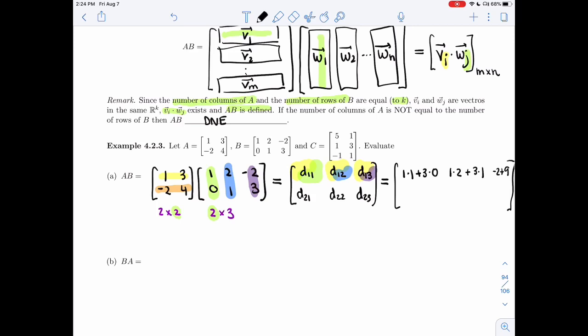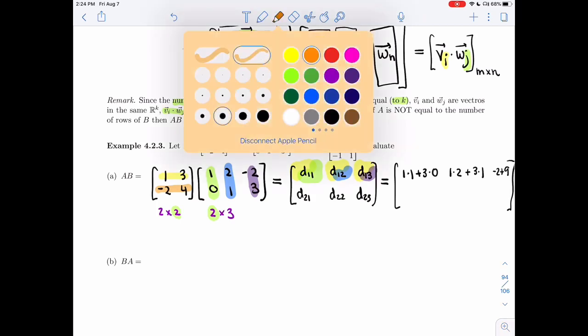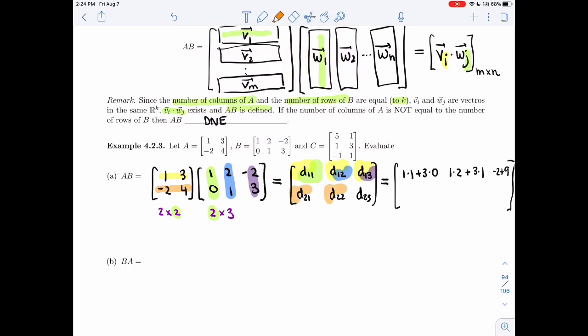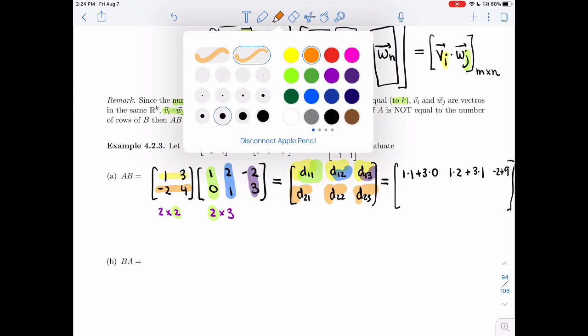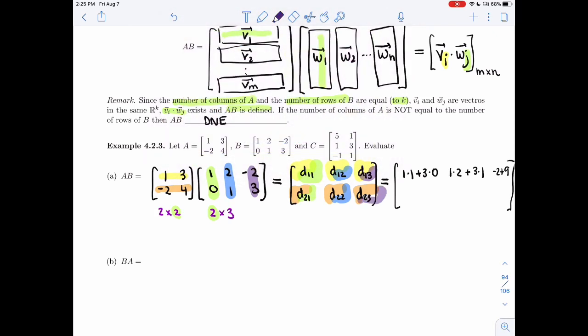All right, so for the entire first row, you use yellow. For the entire second row, I is equal to 2, so I will be using orange. All right, so the second row is completely orange, and then depending on the column I'm in, I'm going to use either green, blue, or purple. The column you're working on tells you which column of the second matrix to take. The row you're working on tells you which row of the first matrix to take.